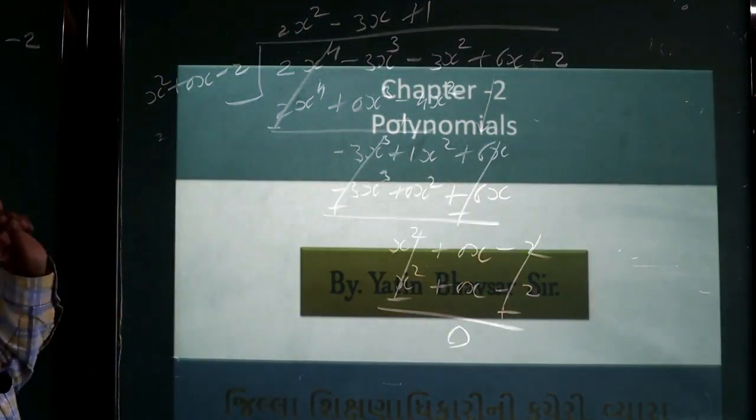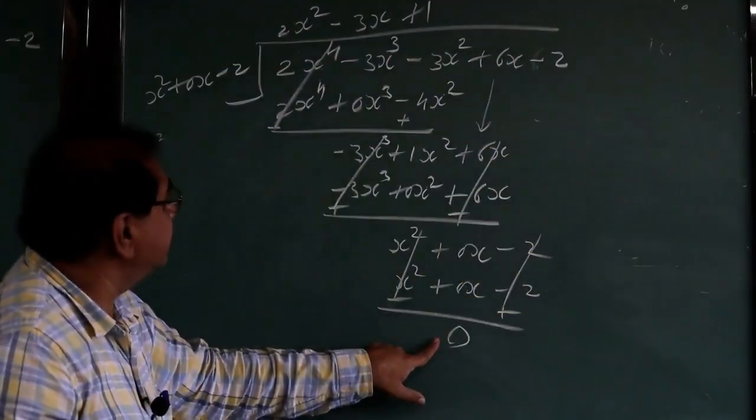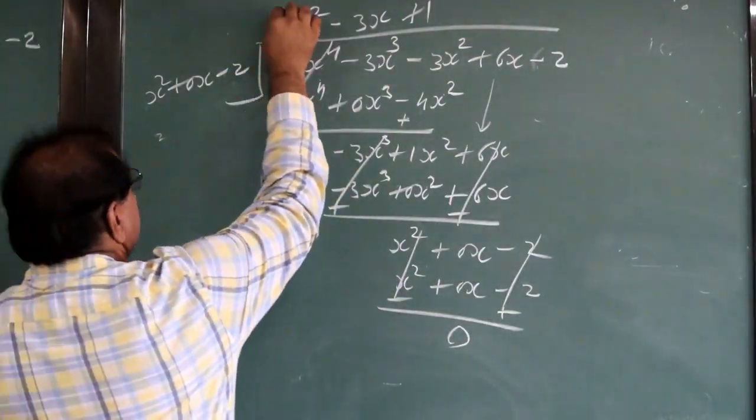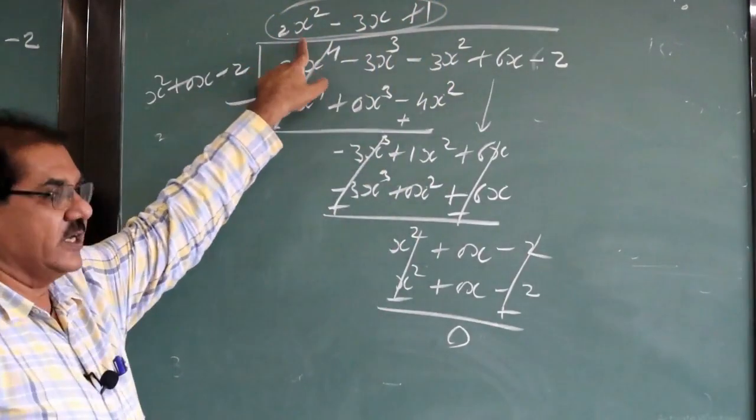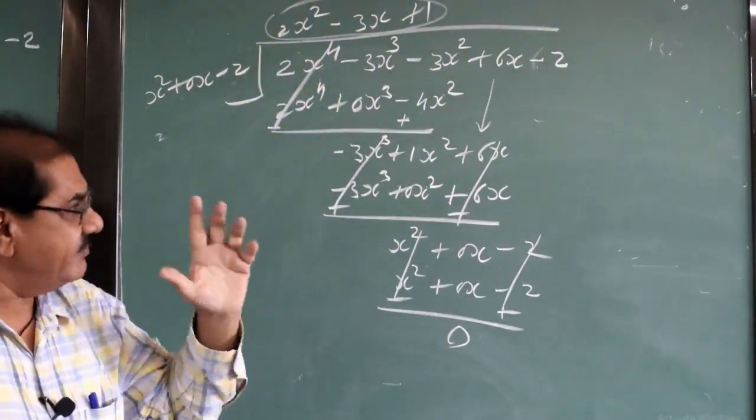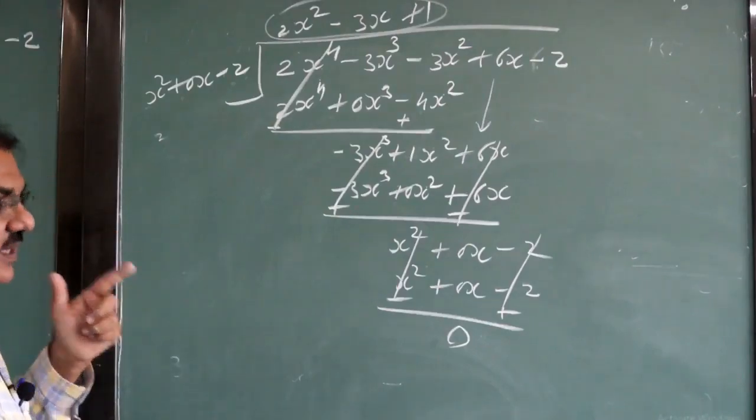Okay? So this is how, when the remainder is 0, we got this division polynomial, it is the quotient. Now it is of degree 2. If we factorize the quotient, you will get the other two factors.